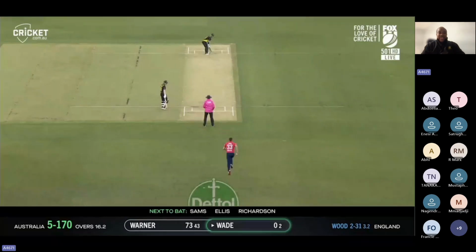Now we've seen the theory, let's put it into practice. This is quiz question 37 because it refers to law 37. So please type into the chat box at the end of the video, is Wade out obstructing the field or is he not out obstructing the field?